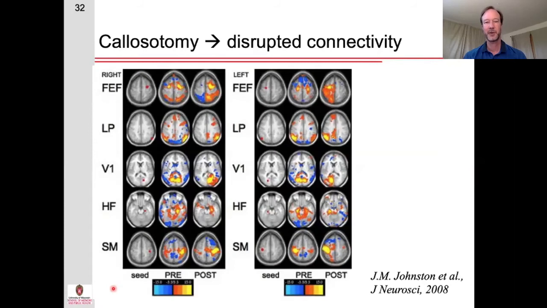Another piece of evidence why resting connectivity is neuronal comes from a study from Johnson and colleagues, where they had the opportunity to study somebody with resting state fMRI before and after they underwent a callosotomy. That is, where they cut the corpus callosum in order to treat epilepsy. And you can see before the surgery, you can see nice bilateral connectivity between these different brain networks and regions. And after the surgery, you see that becoming much more asymmetric and not showing that bilateral pattern.